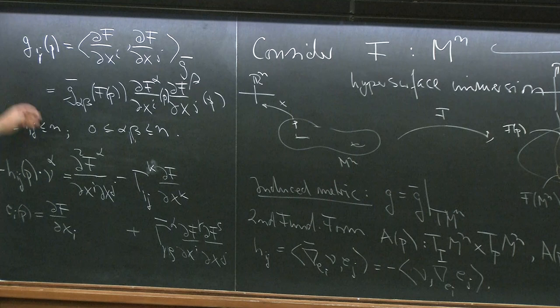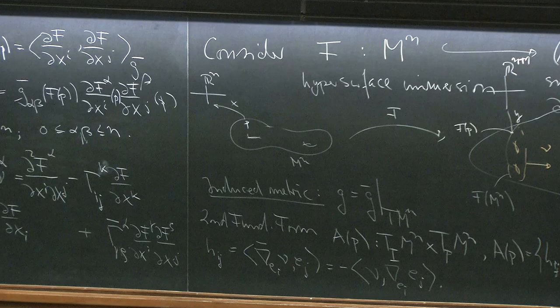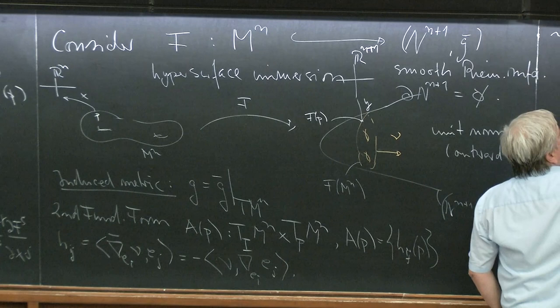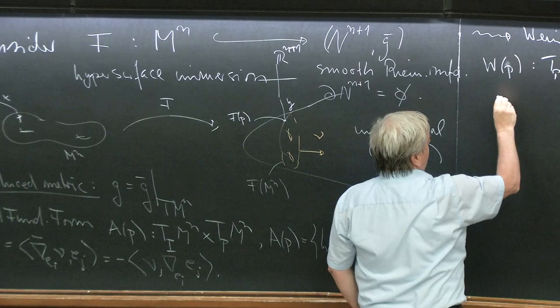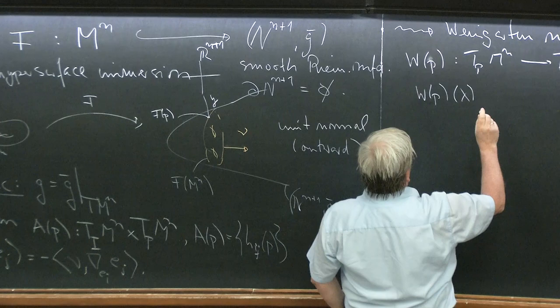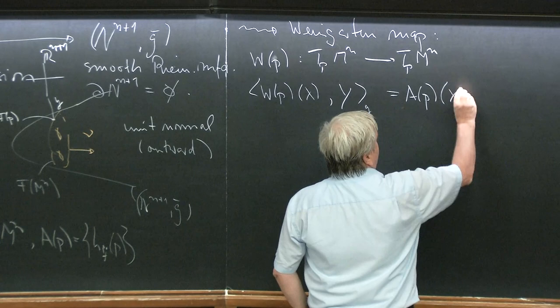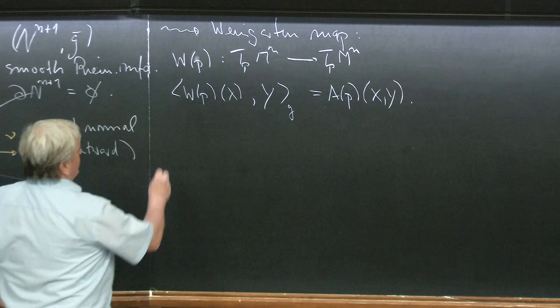And once you have the second fundamental form in this way, it is important to realize that this is, of course, associated also with a mapping. So this is associated with the Weingarten map. Let's call it W at p, which is a map from the tangent space to itself. And it's defined by the fact that W at p applied to some x multiplied with y with respect to the metric g is the same as A of p applied to x and y.